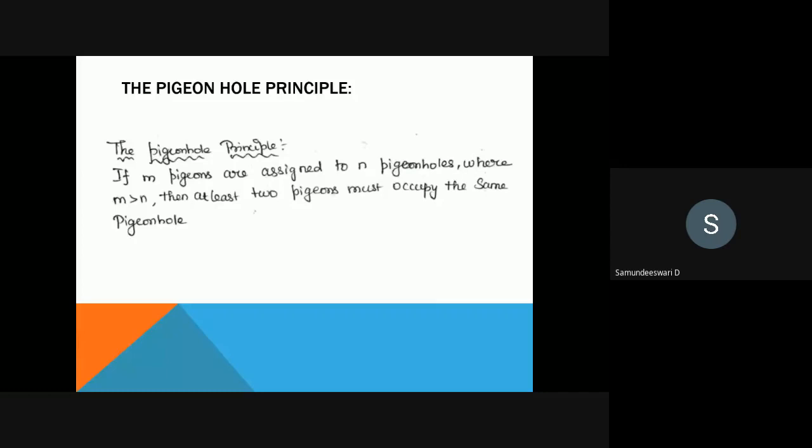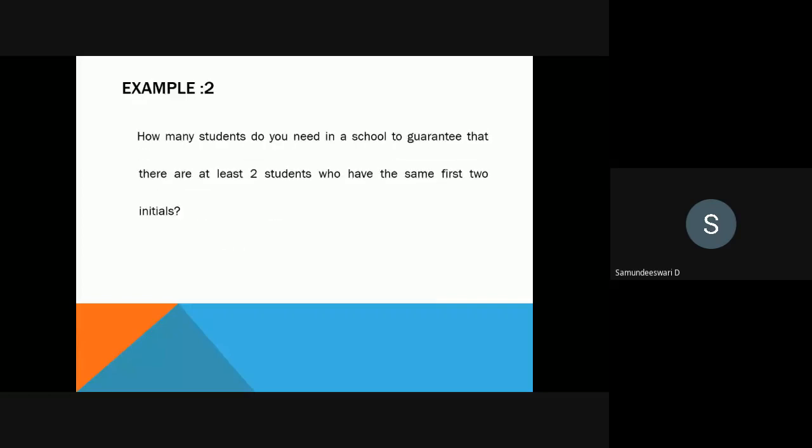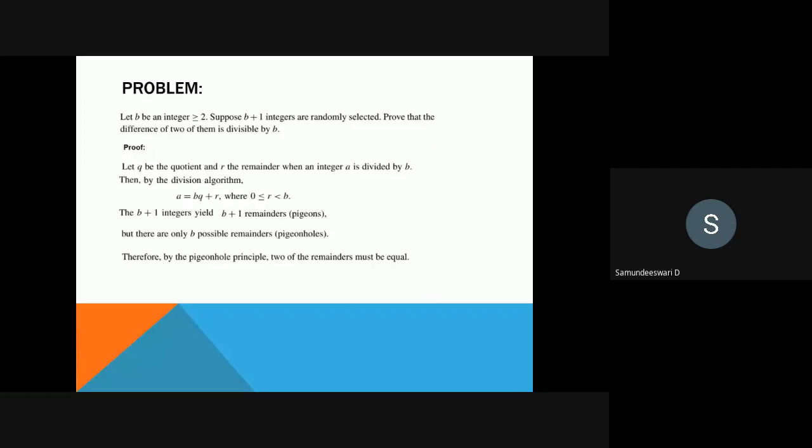We saw problems containing that. After that, problem number two: how many students do you need in a school so that at least two students have the same first two initials? I showed this problem, and I already told you to study it yourself. Just go through the proof of the problem. By using the division algorithm and the pigeonhole principle, you can easily prove it.